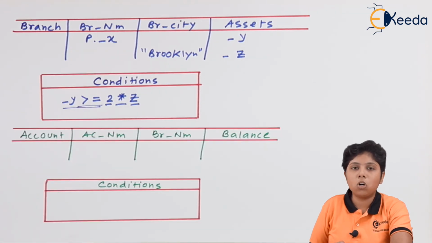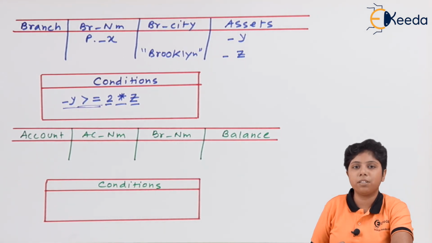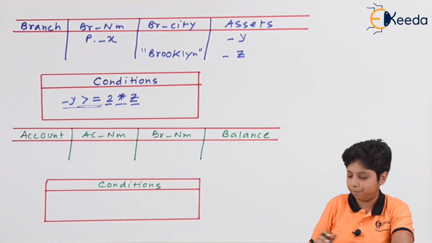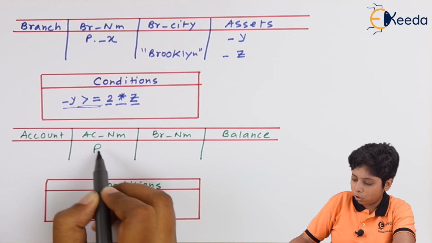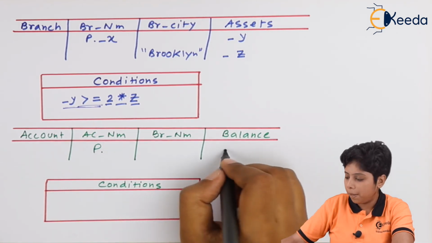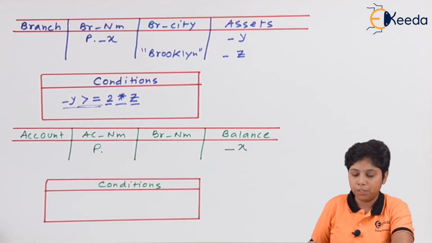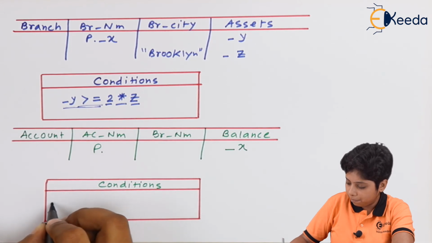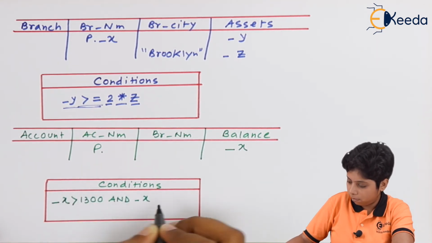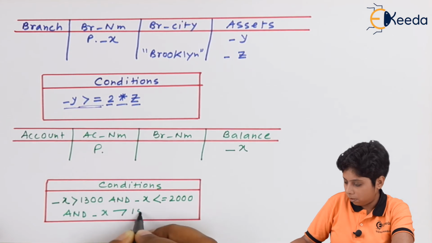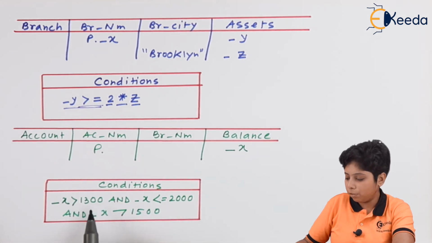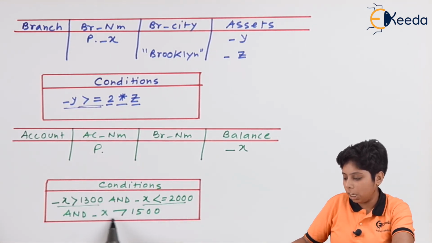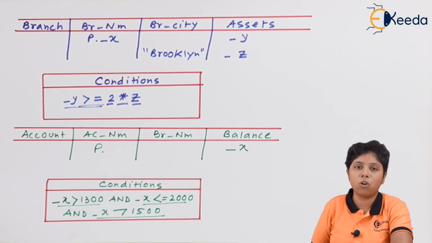So I want all the account numbers based on the condition that the balance is between 1300 and 2000 but not equal to 1500. So I want all the account numbers based on a balance variable. See here, I have used the previous conditions along with the condition that balance is not equal to 1500.